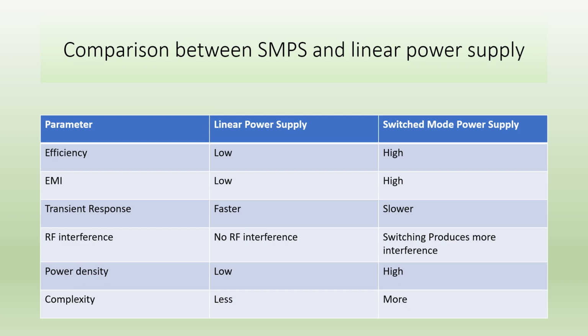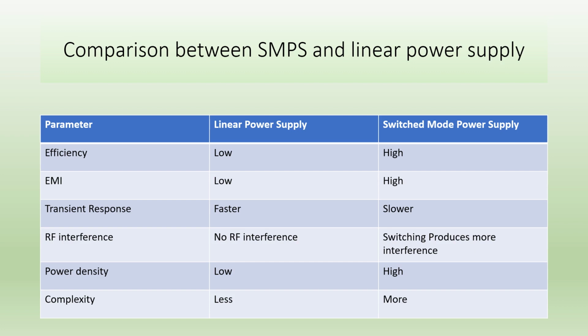Comparison between SMPS and linear power supply. Here are the parameters. First one is the efficiency. Efficiency is low in linear power supply and high in the switch mode power supply. EMI is low in linear power supply, high in the switch mode power supply. Transient response is faster in linear power supply. The switch mode power supply produces RF interference. Power density is low in a linear power supply and complexity is less in linear power supply.